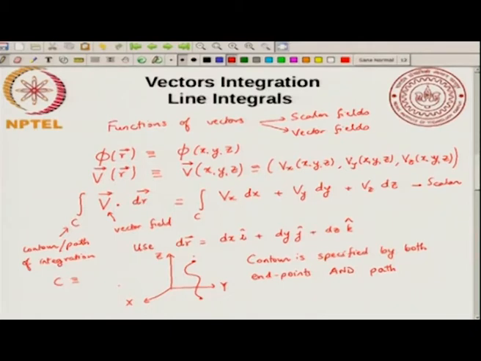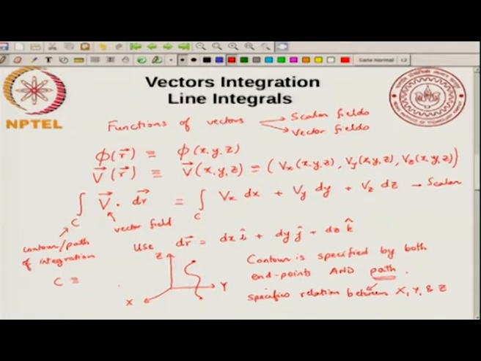Now where does the path enter? The path actually specifies the relation between x, y, and z, between the coordinates. So between this x, y, and z, the contour actually specifies this relation.